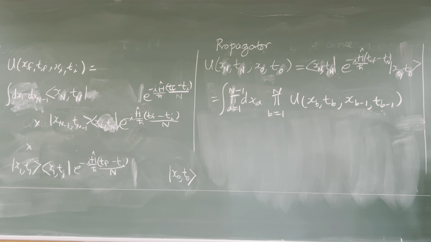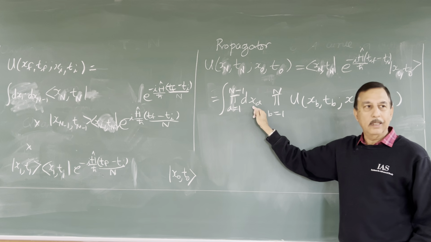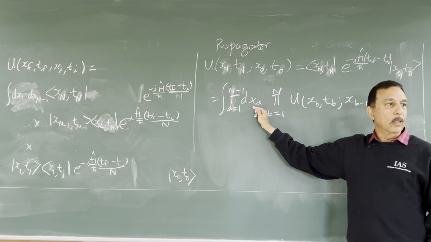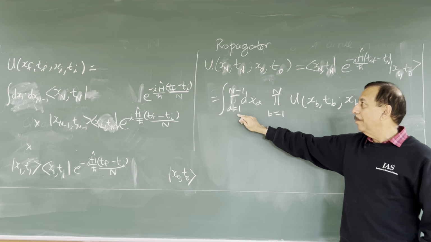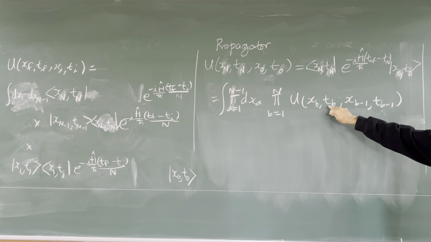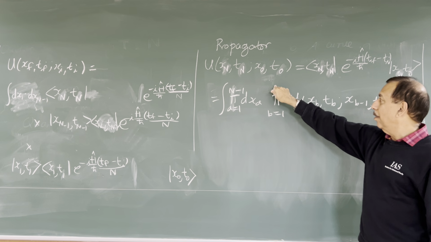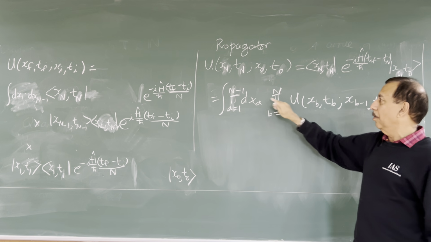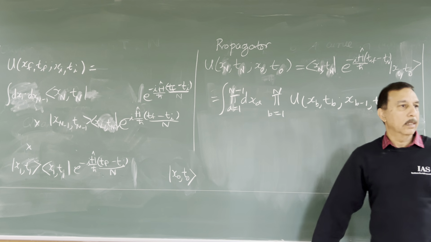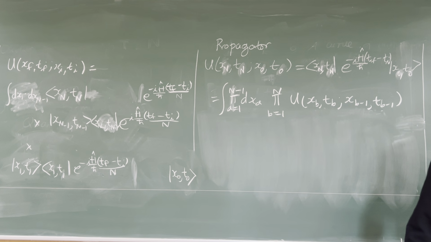It's a little tricky to get these endpoints right because u depends on 2 neighboring arguments while the measure depends only on 1 argument. You're supposed to integrate over all the intermediate arguments, which are 1 to n minus 1. But when b is 1, this is 1, but this is x0, this is not integrated. And when we take the last one, when this is n, then this is xn tn, which is not integrated, so it's not in that. So there are n u's and n minus 1 integrals. Okay, good.